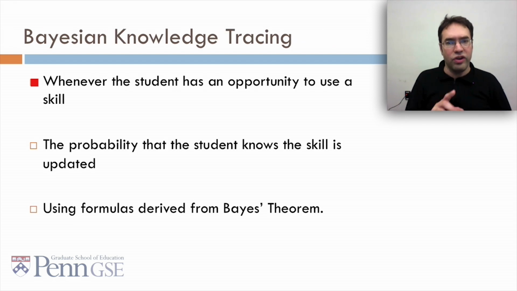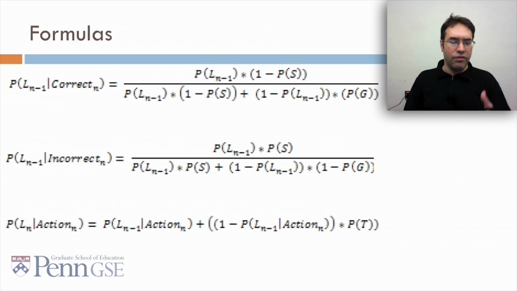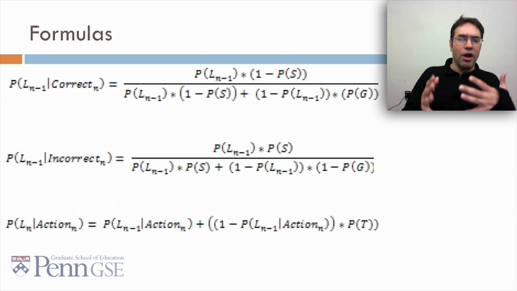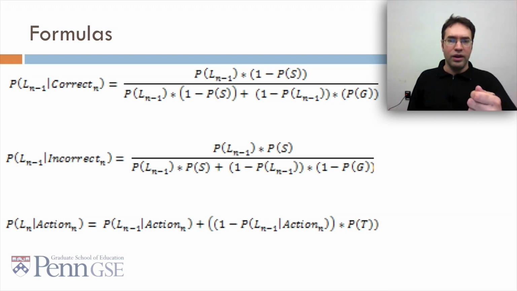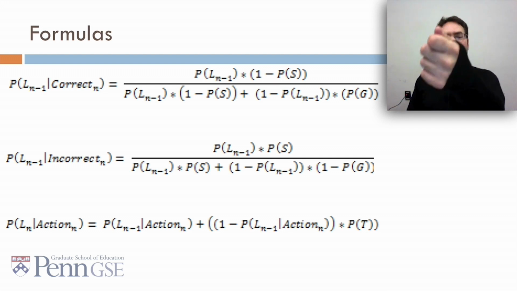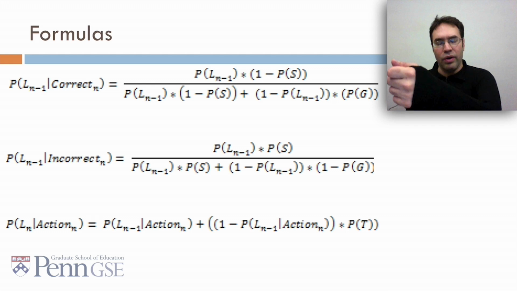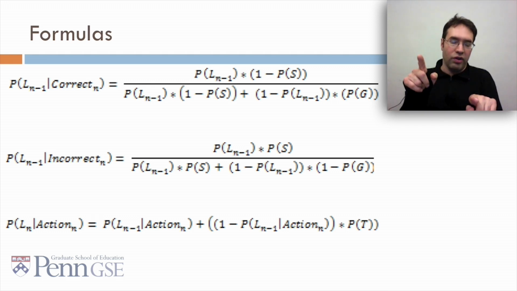In Bayesian knowledge tracing, whenever the student has an opportunity to use a skill, the probability that the student knows the skill is updated, using formulas derived from Bayes' theorem. The formulas are as follows. The probability that you knew it beforehand, given that you got it correct, is the probability that you knew it beforehand and didn't slip, over the probability you knew it and didn't slip, plus the probability that you didn't know it and you guessed. So it's basically the same as the probability of correctness, just moved around a little.